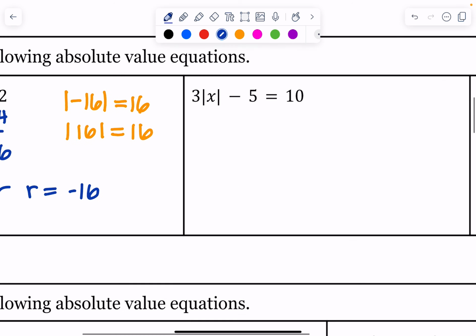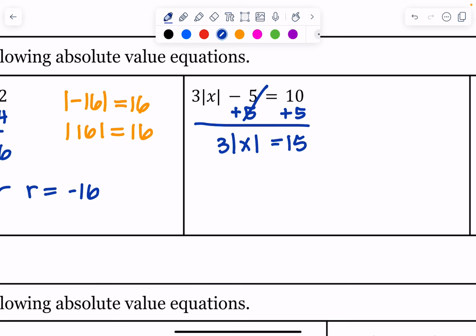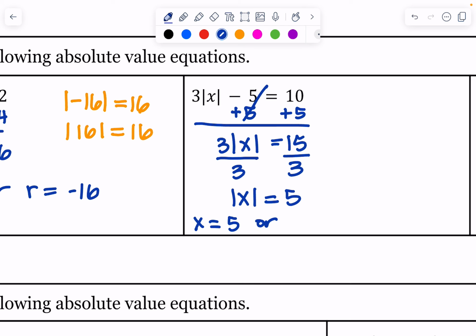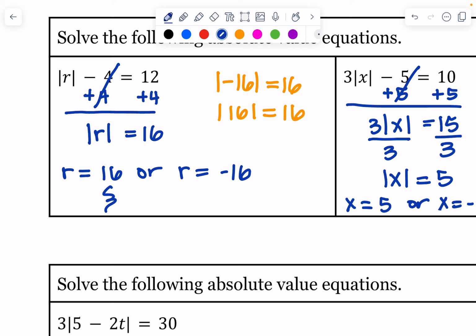All right, for this middle one, if we add 5 to both sides, we get 3 times the absolute value of x is equal to 15. Divide by 3, and we have the absolute value of x is 5, so that means the distance from 0 to x is 5, so that could mean x is equal to 5 or x is equal to negative 5. I meant to write these as sets, so the set solution would be negative 5, 5. And then back over here, the solution would be negative 16, 16. Doesn't really matter the order, but usually they do smallest and then biggest.